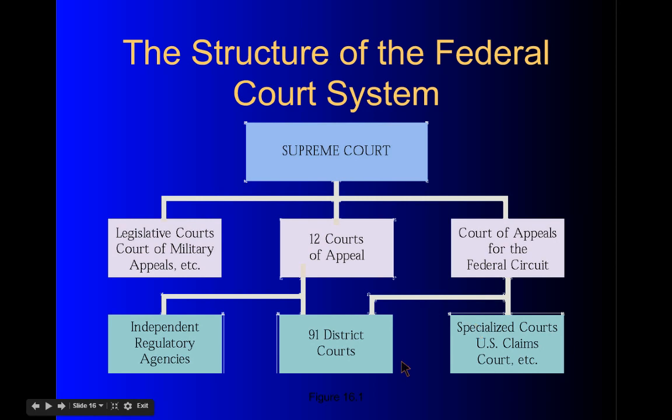Now, your case might be originally decided in these lower courts, and you might decide that you don't like the ruling. You might feel that maybe your rights were violated in the court process. Maybe someone tampered with the evidence. In that case, you would be able to appeal your case to a higher court. In this case, it's called the Court of Appeals. There are 12 of them in the United States.